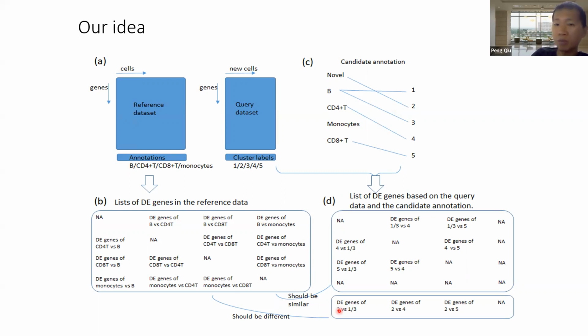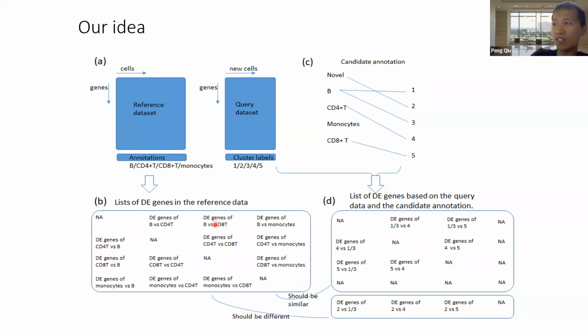So now, based on this intuition, what we do is that for any candidate annotation, we compute DE genes according to the annotation, and then we cross compare with the knowledge we derive from the reference data.